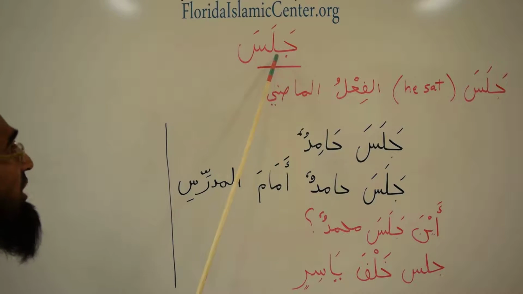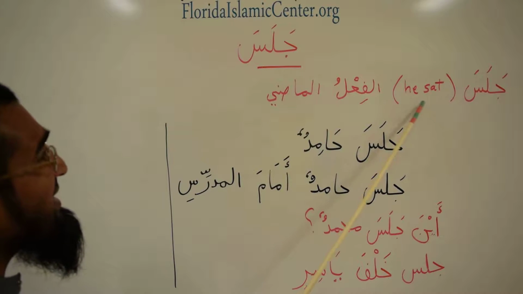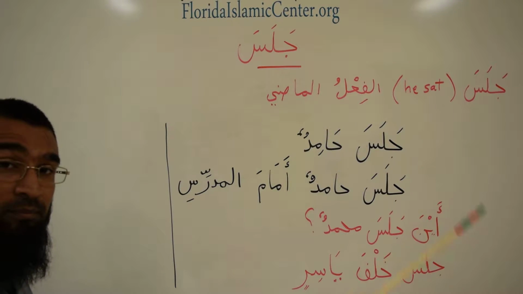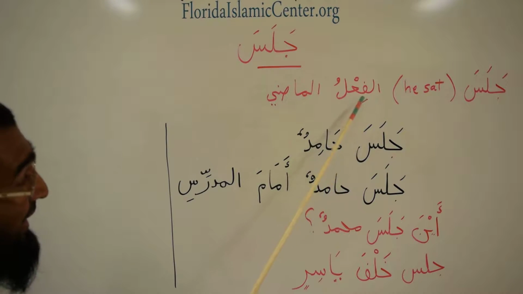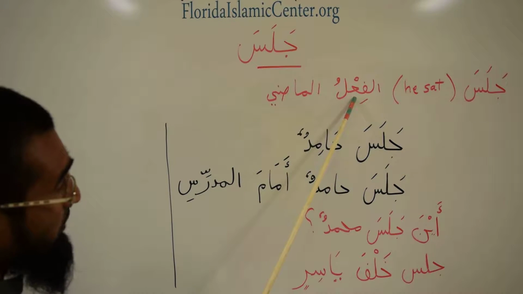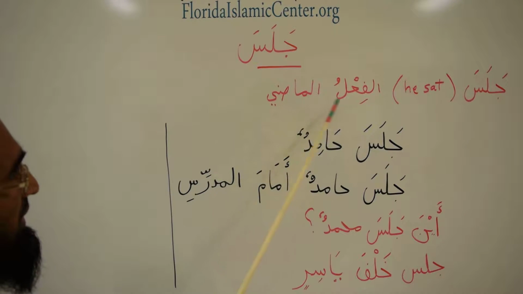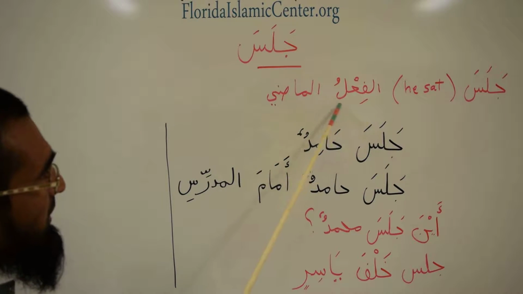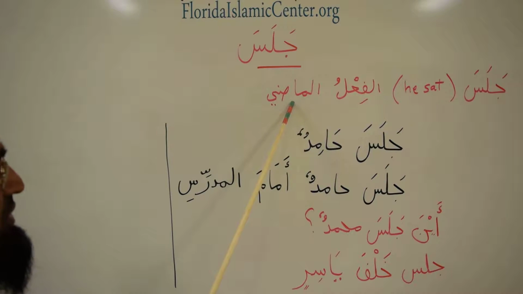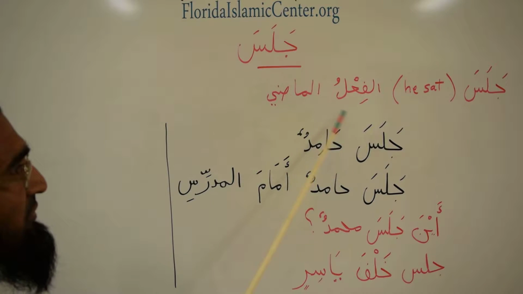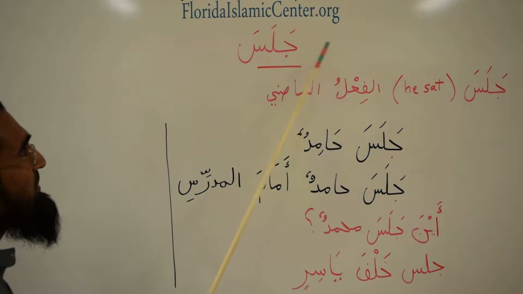Jalasa means he sat. So jalasa is a fi'l, it's a verb. And it's a past tense verb. So the word for past tense verb is al-fi'lul madi. Al-fi'l, the verb. Al-madi. Madi is something that passed. So the past verb, meaning the past tense verb. Jalasa means he sat.